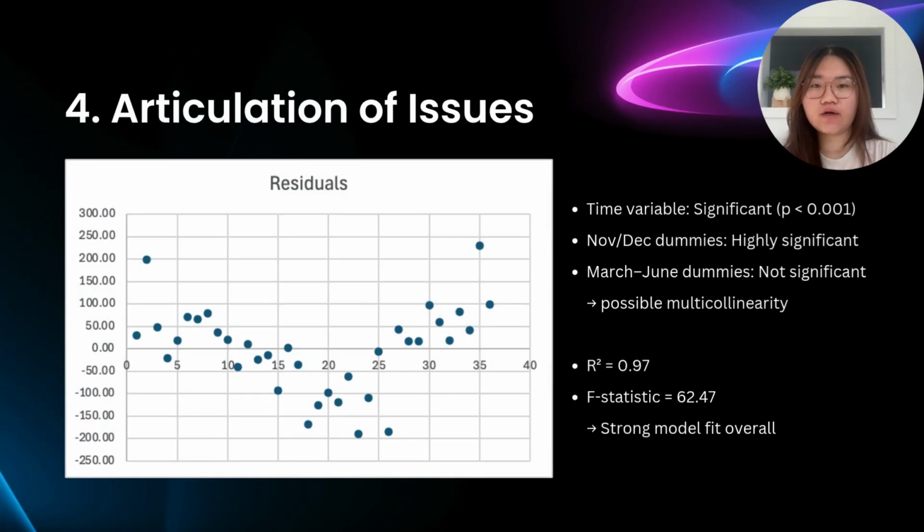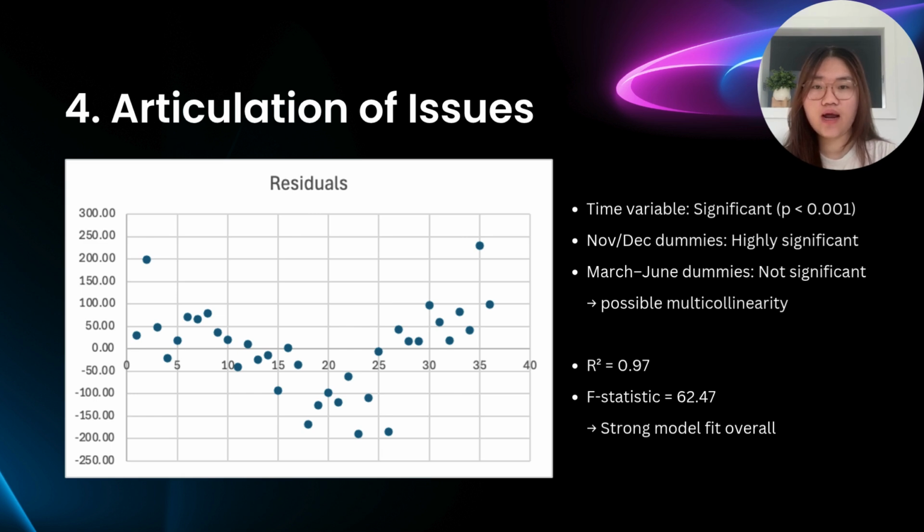Next, I discuss diagnostics and model issues, including a note on autocorrelation. First, let's look at the residual plot. Ideally, residuals should scatter randomly around zero. In our plot, residuals form a slight U-shape. They start above zero, dip in the middle, then rise again toward the end of the sample. This indicates the model may be missing a non-linear trend or other structural pattern.